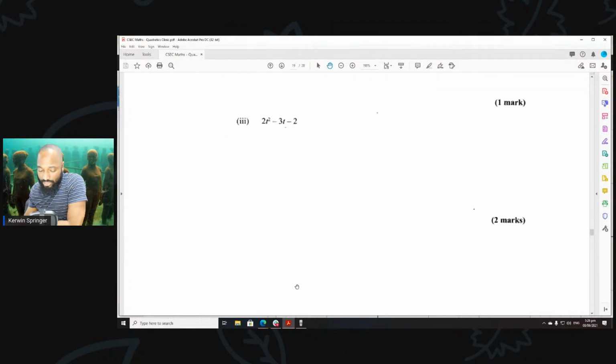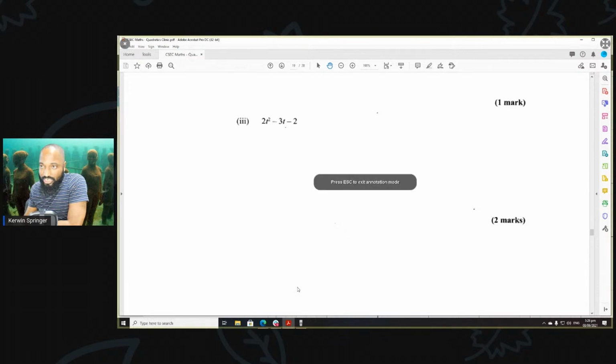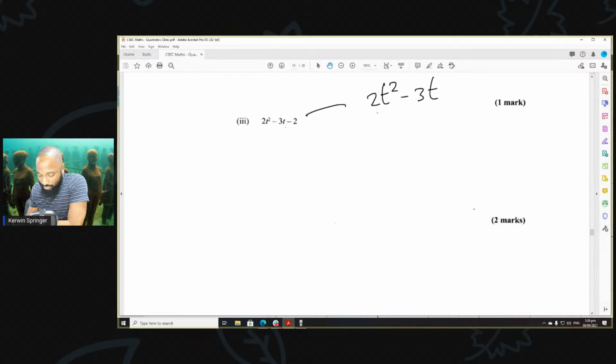Hey, look, they decided to use t instead of x. So this is 2t squared minus 3t minus 2. I decided to write it over there and just zoom in.